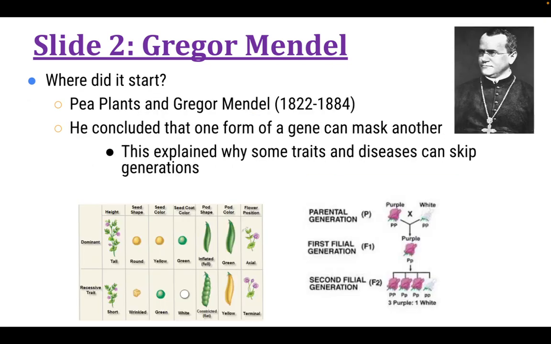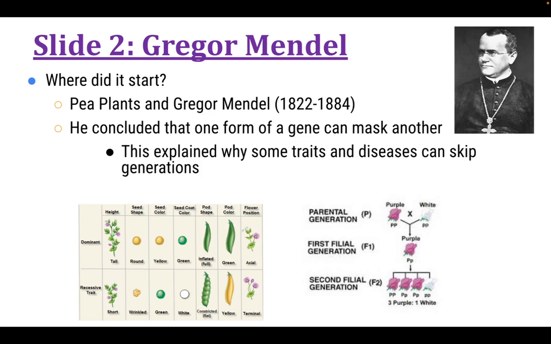So where did this start? We give a lot of credit to this person here. You may remember him. This is Gregor Mendel. He lived from 1822 to 1884, so kind of ahead of his time, well before the understanding of the structure of DNA. He did discover in his studies and concluded that one form of a gene can mask another.